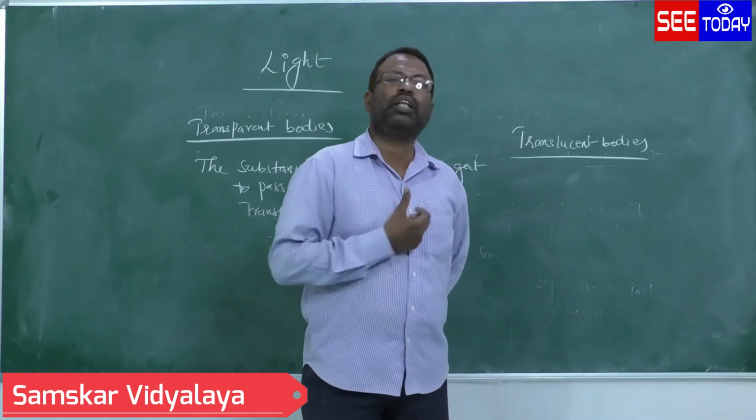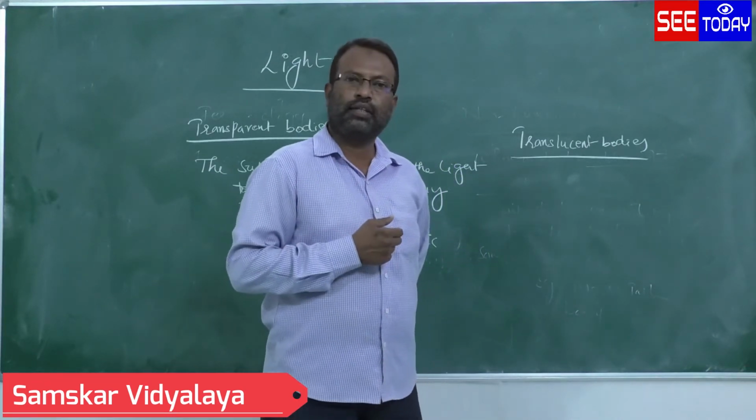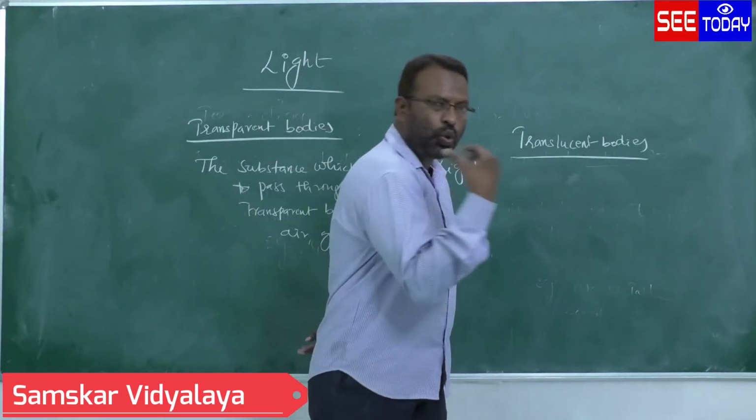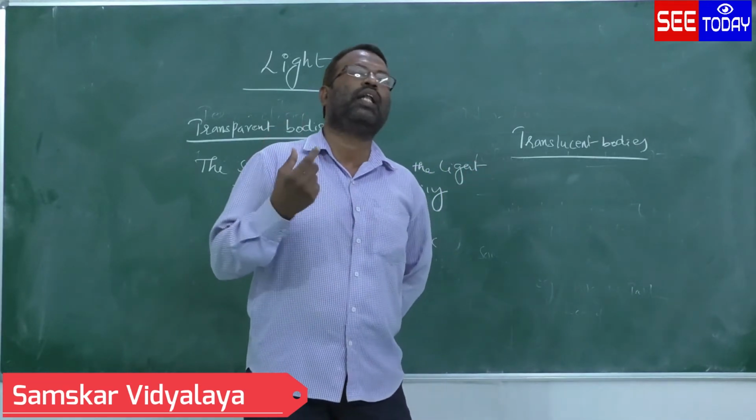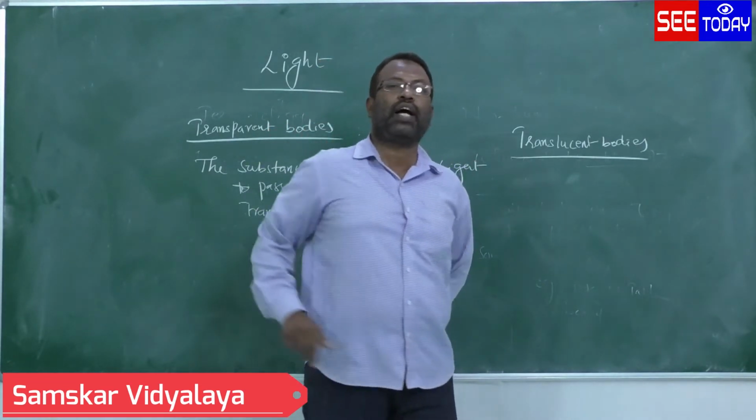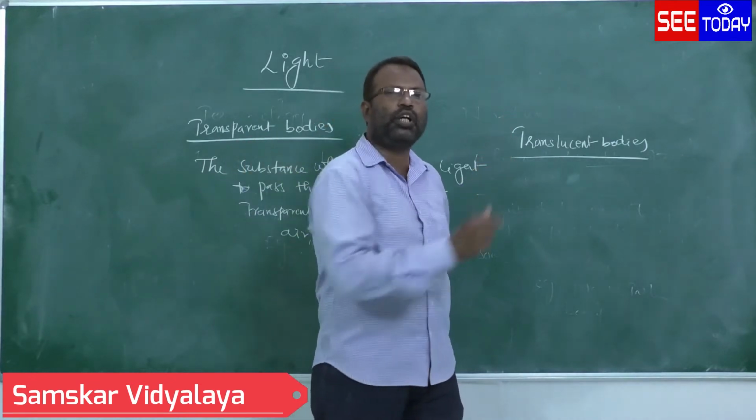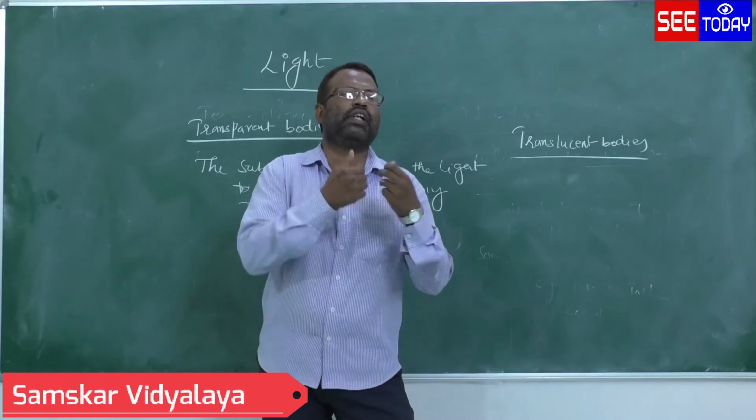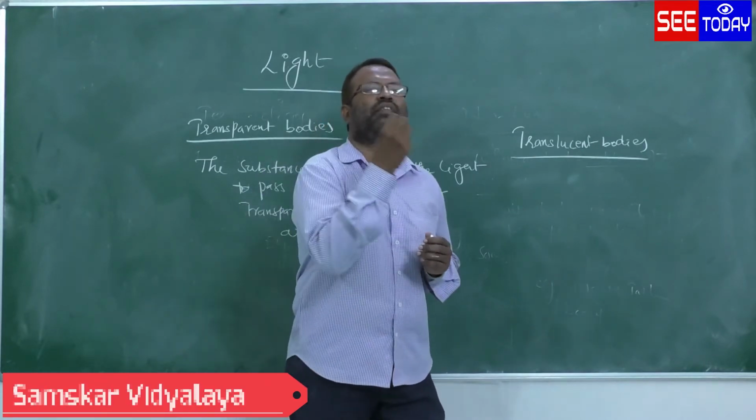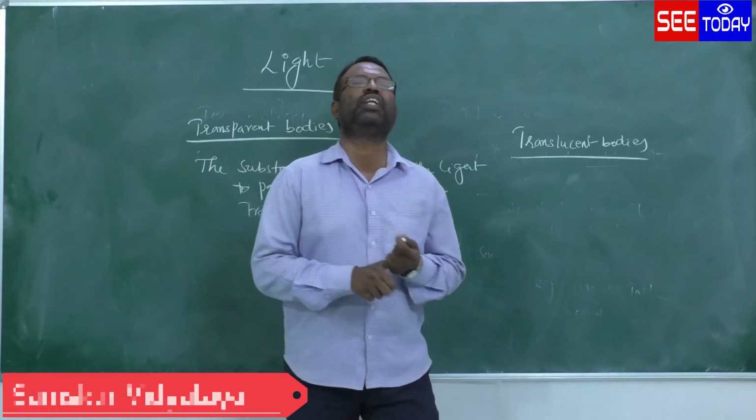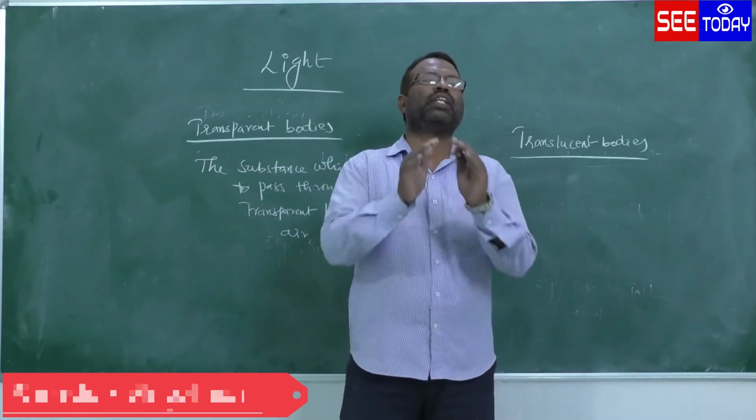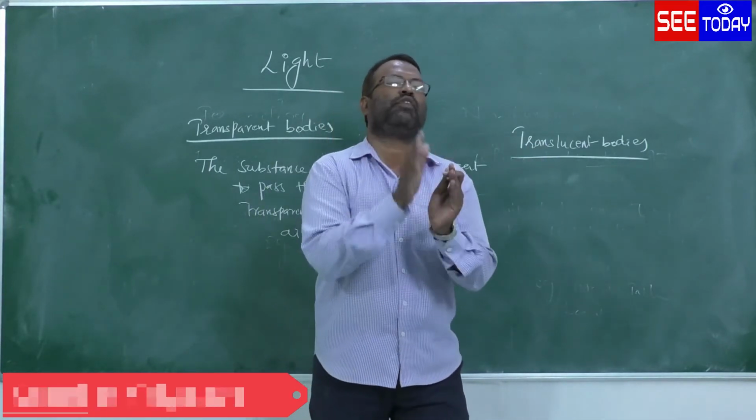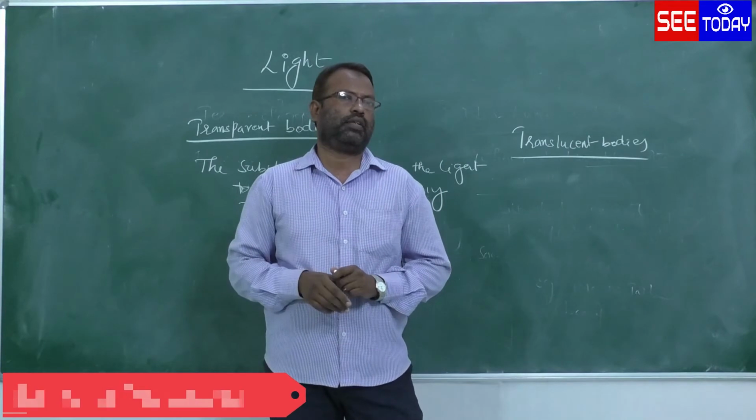There are certain bodies we are going to find, ground glass, paraffin wax. If you allow the light to pass through ground glass, or if you allow the light to pass through paraffin wax, the light enters into that one. But when it is emerging, what happens? When it will come out, only a small part of the light is visible to us. The vision is not that much clear. Only a small part of the light propagates through that one. The remaining part of the light will be blocked there by the substance.